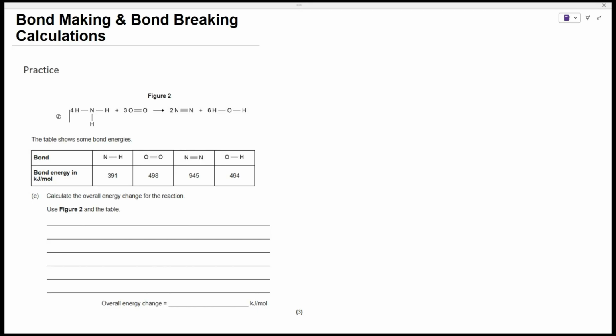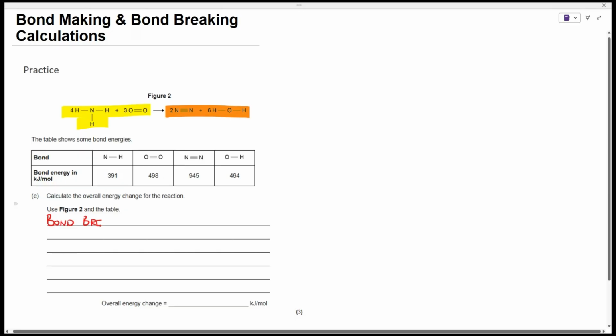Right, hopefully you've had a chance to work that one out when you've paused the video. I'm just going to talk you through how we would do this. First of all, we highlight our reactants in one colour, so we've done that. And then we highlight our products in another colour. And then it's just a case of us working out bond breaking on this side.